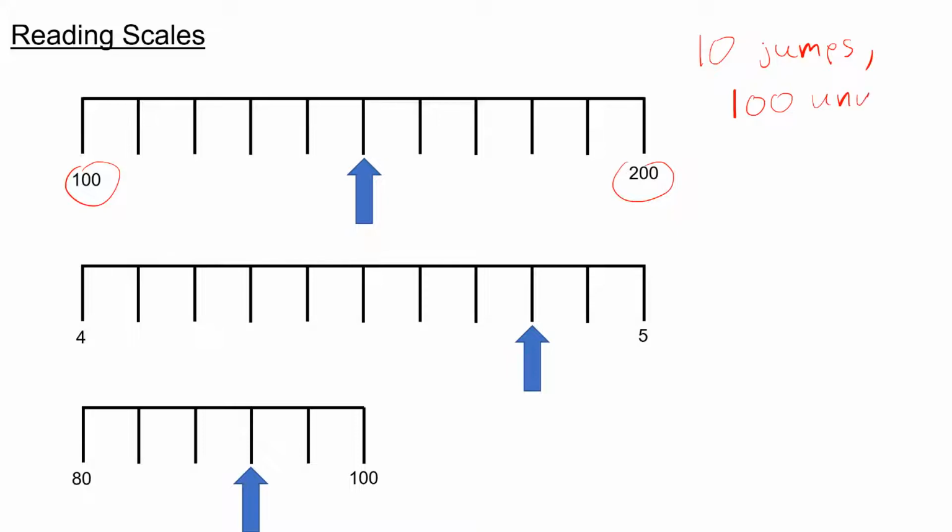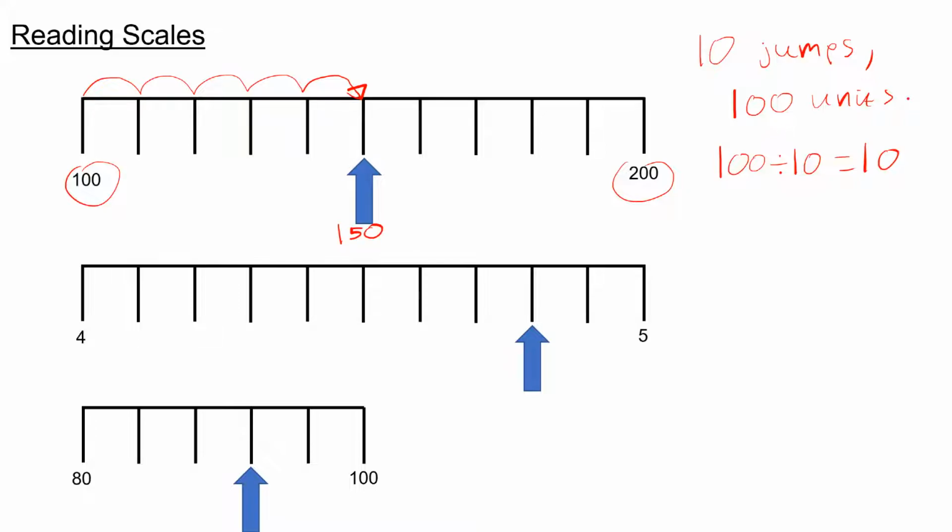So we can work out what the scale is. We can work out what it's going up in. We've got 100 divided by 10 jumps, which is just 10. So that tells me that this is going up in tens. So I can say I've got 10, 20, 30, 40, 50 more than 100. So the arrow is pointing to 150.